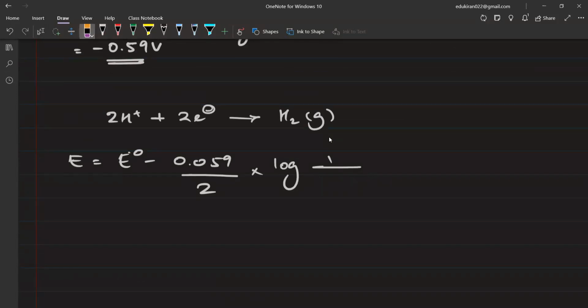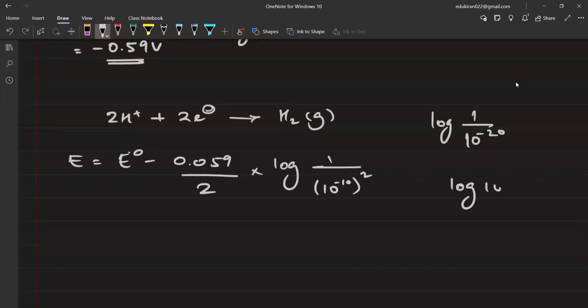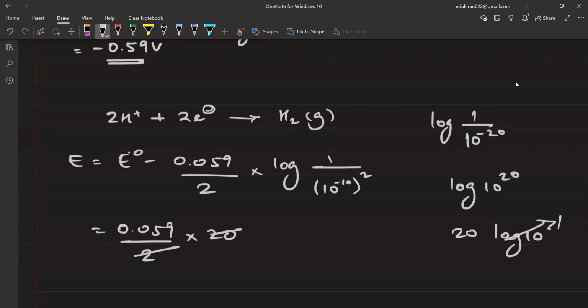Now, what will be the concentration of H plus squared? It will be equal to 10 to the power of minus 10 whole square. Now, for this, the log value will be equal to what? Log of 1 upon 10 to the power minus 20. Okay? Now, minus 20 will go above. It will become log of 10 to the power 20. This will become 20 into log 10. Okay? Now, what will log 10 become? 1. So, I can write this will be equal to 0.059 divided by 2 into 20. And 2 tens are 20. This will be equal to, sorry, minus sign will be here.